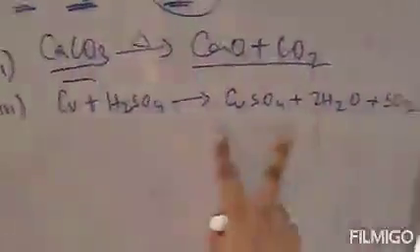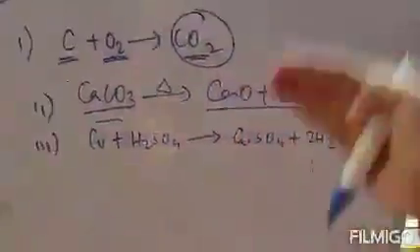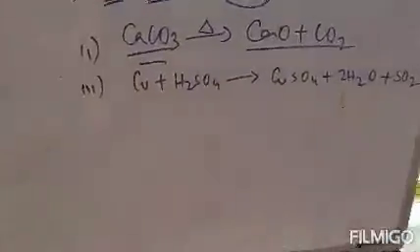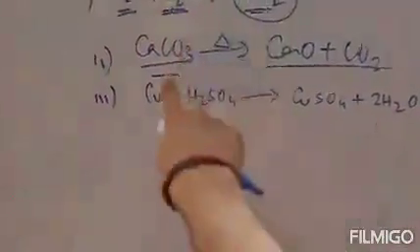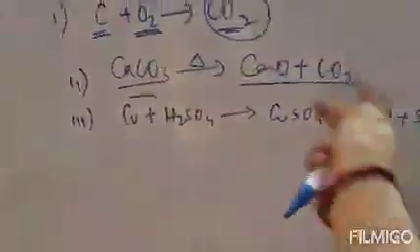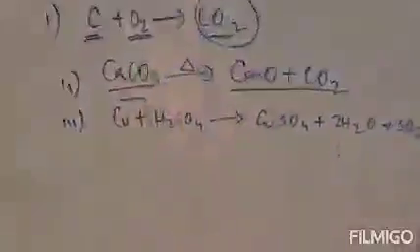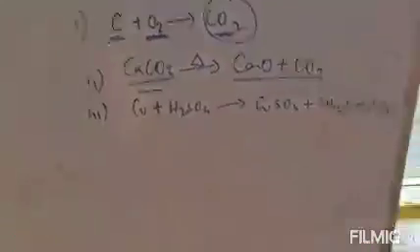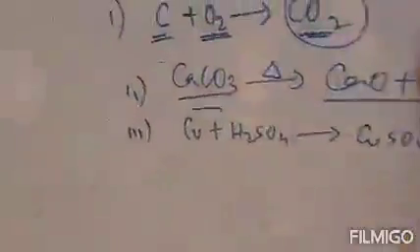So here, two reactants and three products. Clear? So the chemical equations may involve one reactant and two products, or more than two products, or two reactants and one product, or two reactants and more than two products. Clear? So these are the types of chemical equation. Now we will see two terms related to this chemical equation.